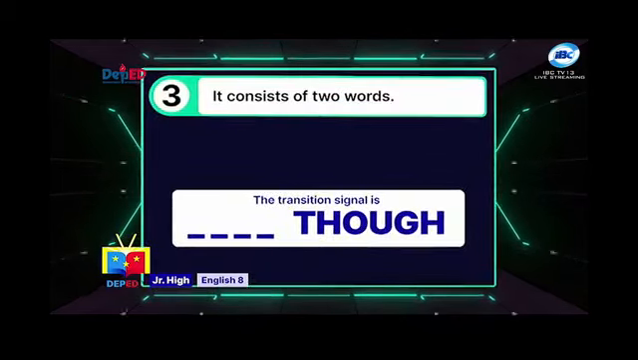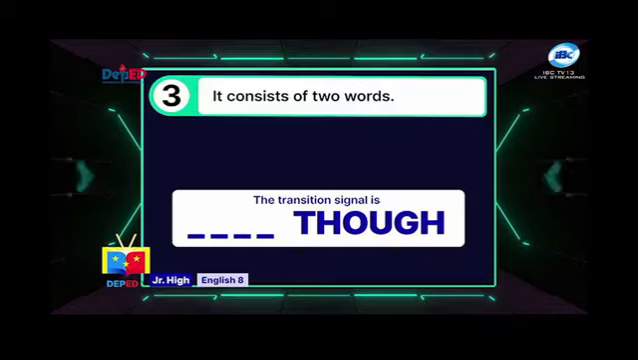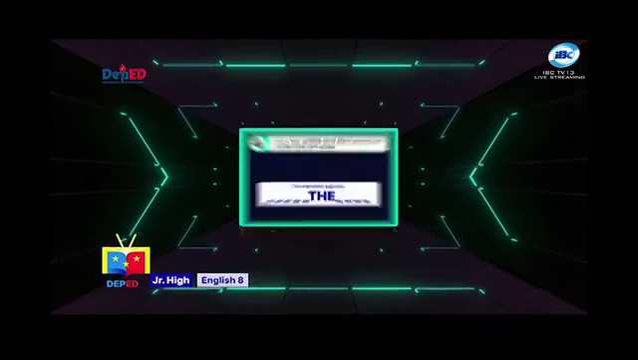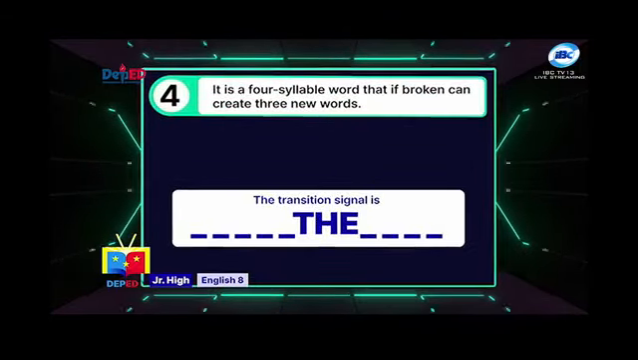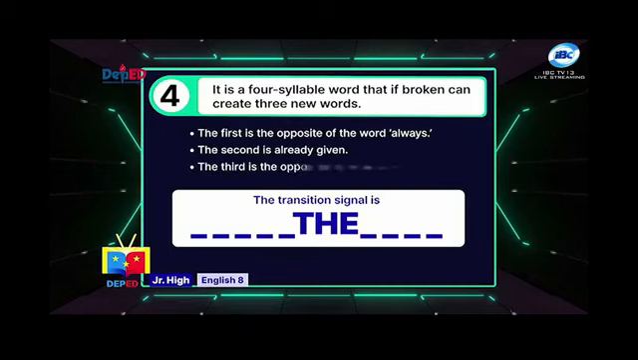Number 3. It consists of 2 words. The first word is synonymous with the word equal. Number 4. It is a 4-syllable word that if broken can create 3 new words. The first is the opposite of the word always. The second is already given. The third is the opposite of the word more.